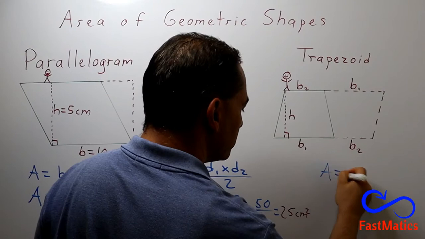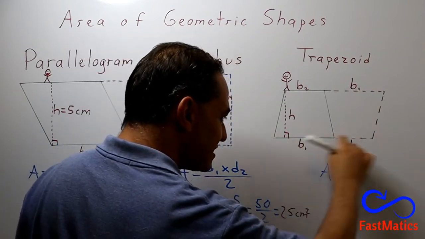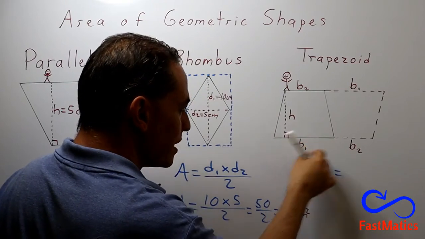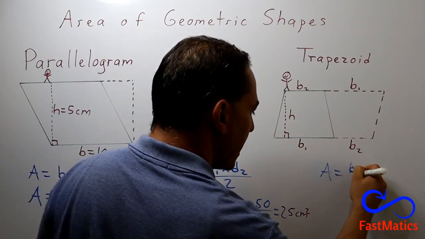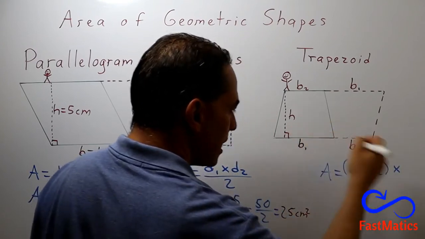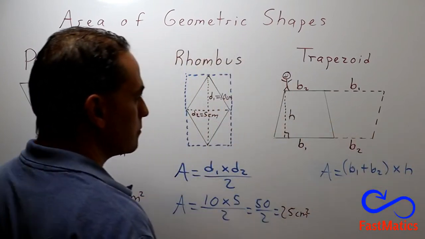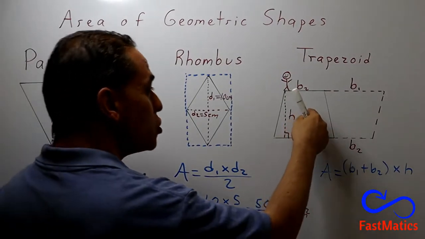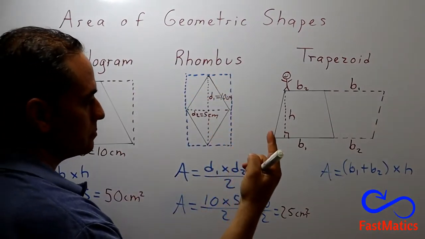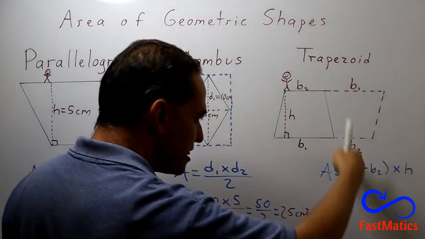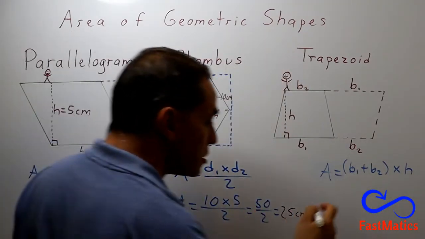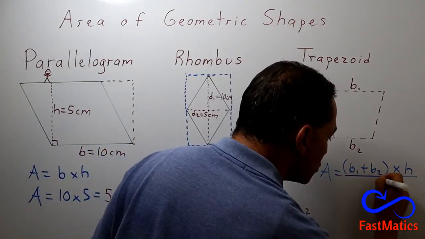But here you have base, but for the base we have to add base 1 plus base 2. Base times height. But wait a second, we have two trapezoids and we want only one. So we are dividing it by 2. That's why the formula tells us that we are going to divide it by 2.